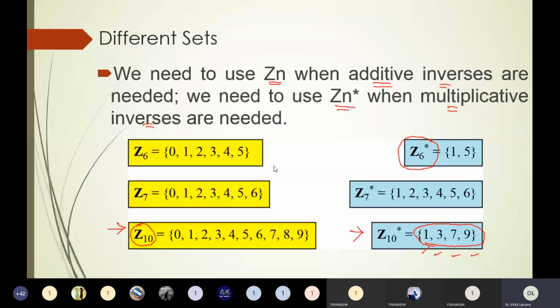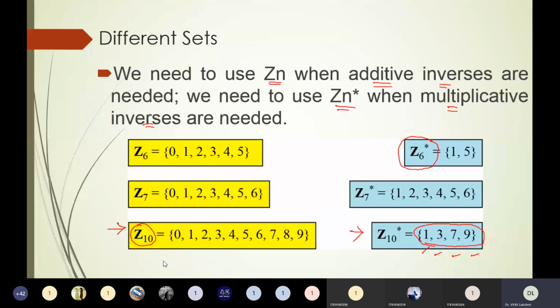In the same way we will calculate Z7 star also. Whenever it is for additive inverse, don't bother about the calculation. The values will be 0 to n minus 1. But for multiplicative inverse we need to calculate. Okay, we need to calculate the multiplicative inverses here. Okay? So these are the different sets.